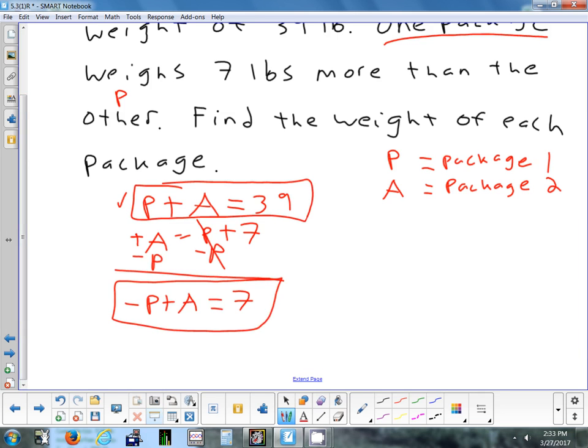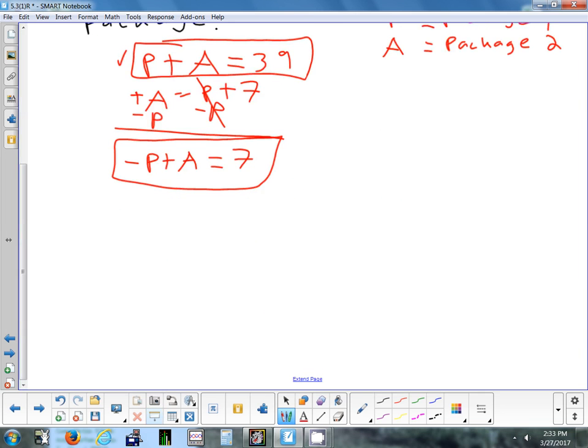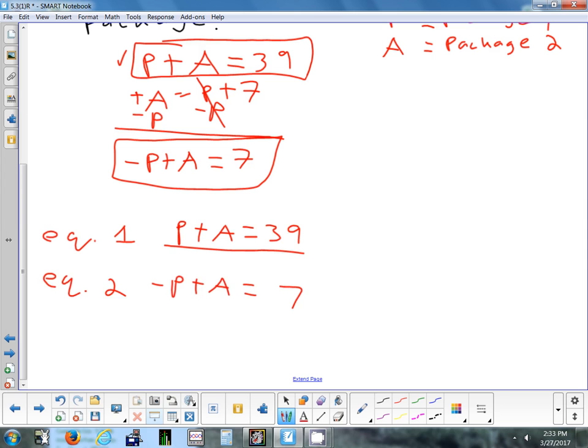Okay, so I don't have the same template you do, but under equation 1, put down P plus A equals 39. Aiden, what's going to go under equation 2? Negative P plus A equals 7. Perfect.